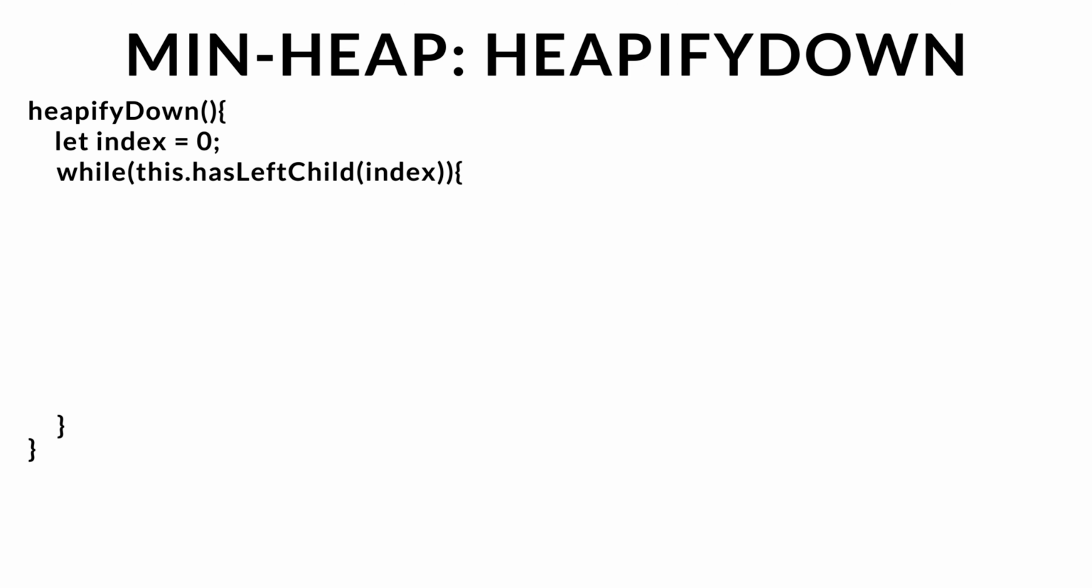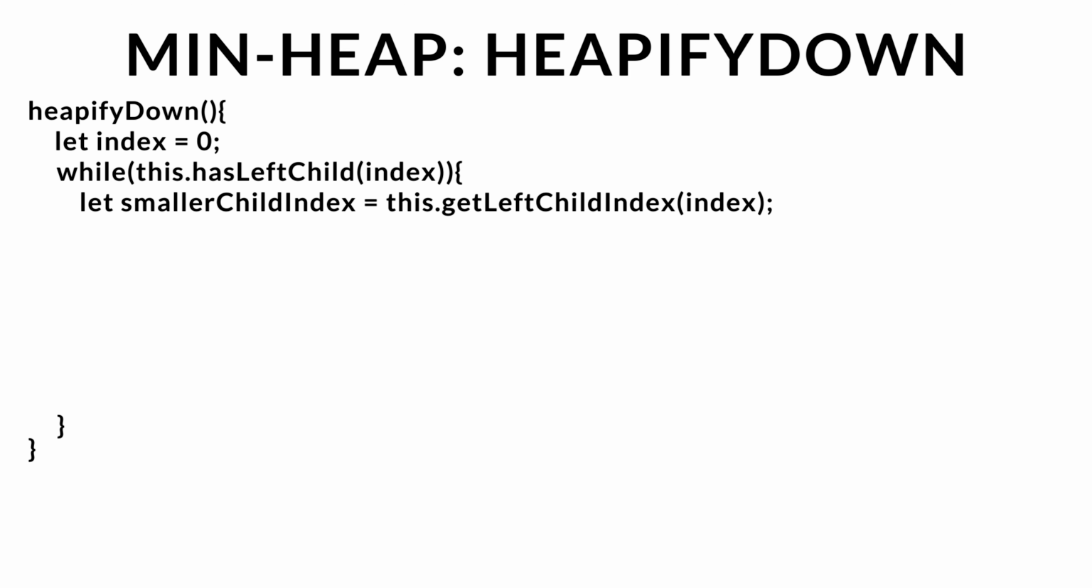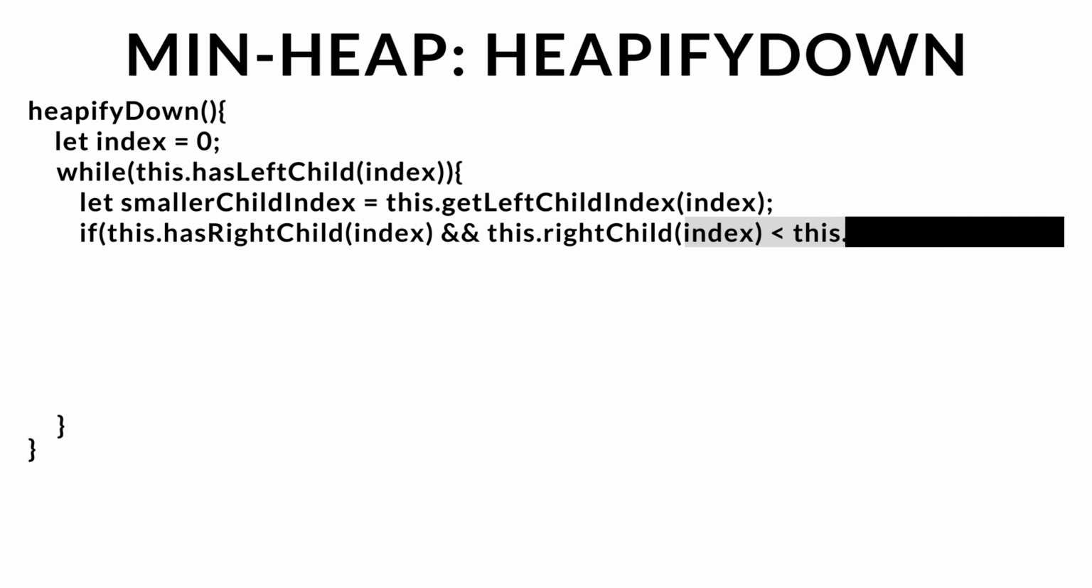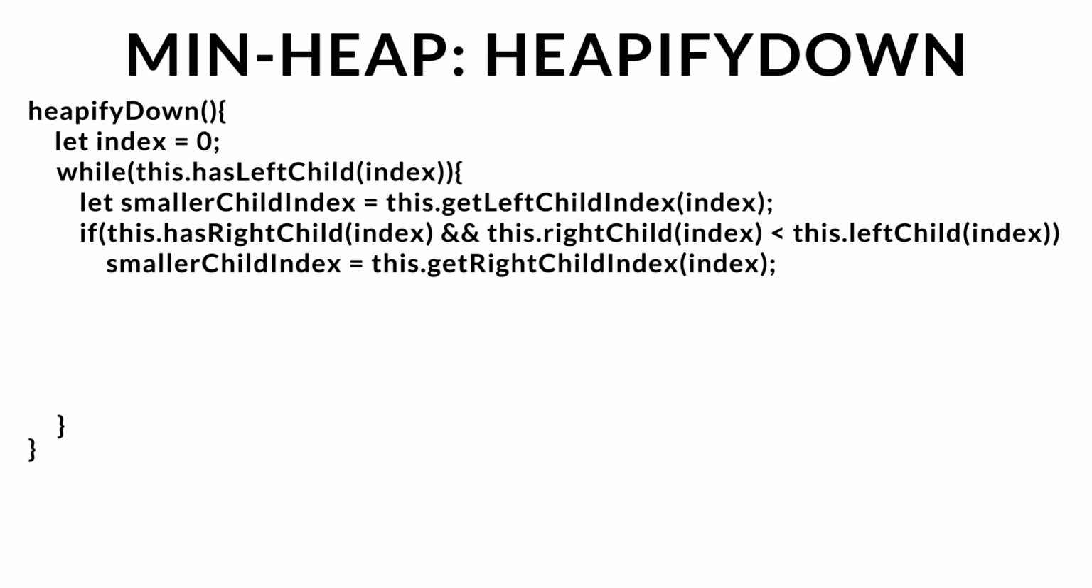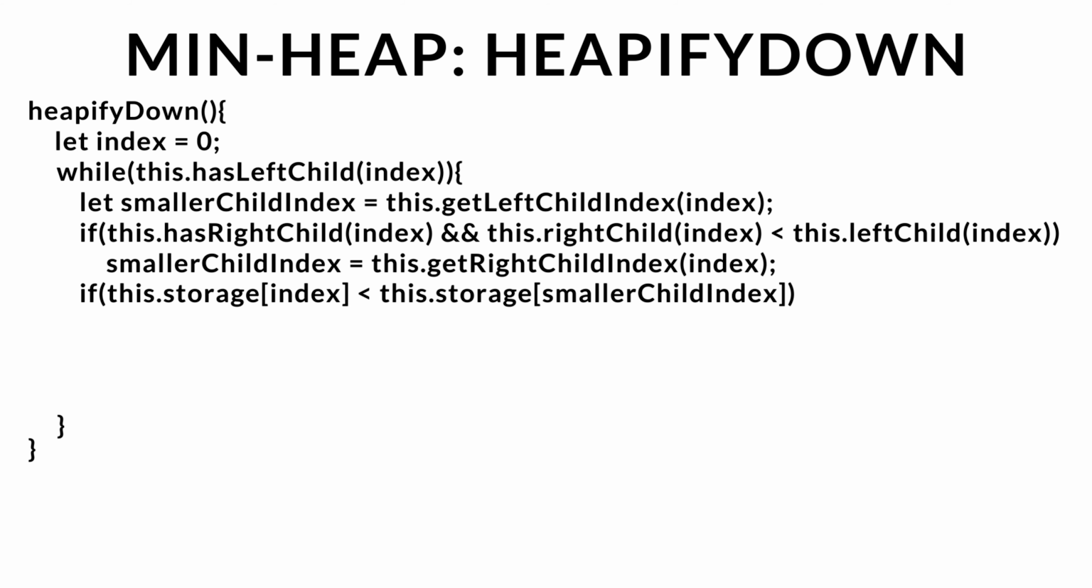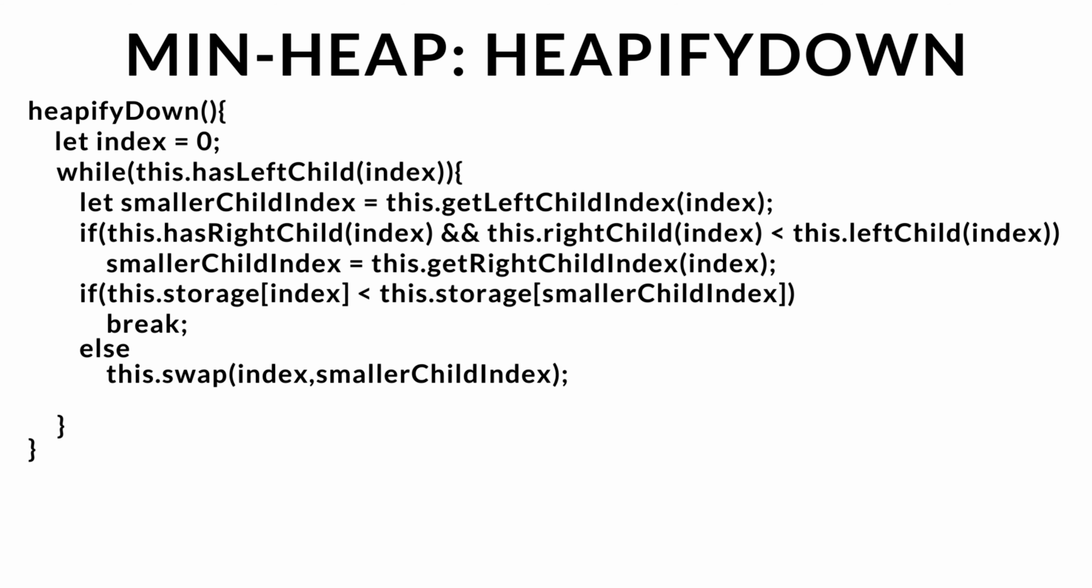Next, we need to find out the smallest between the two children. So we initialize the smallest to the left child. We then check to see if there is a right child, and if the right child is smaller than the left, we make that the new smallest. We then check to see if the node we're currently at is already less than the smallest of its two children. If this is true, that means all our elements within the heap are in the right position, and there's nothing for us to do. So we break out of the loop. If that isn't the case, that means we need to swap between the parent and the child. And afterwards, we need to continue moving down the heap.